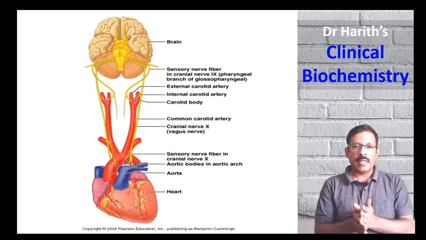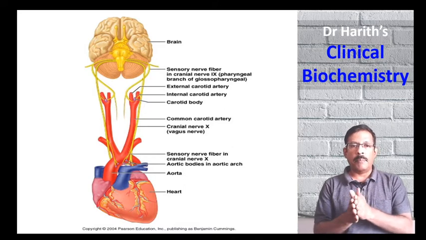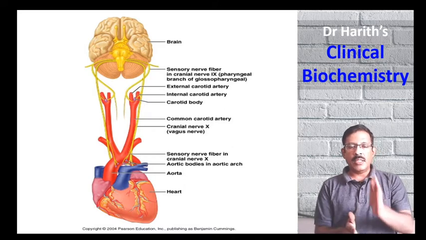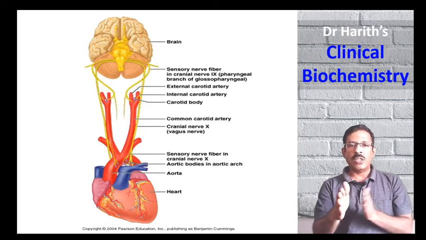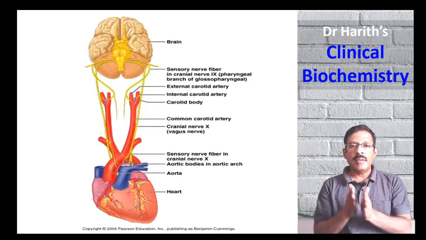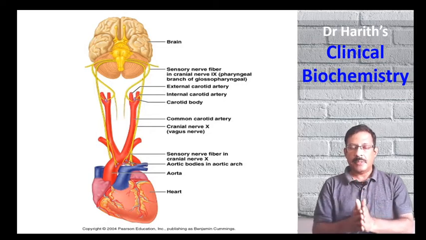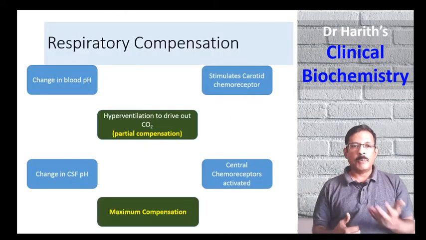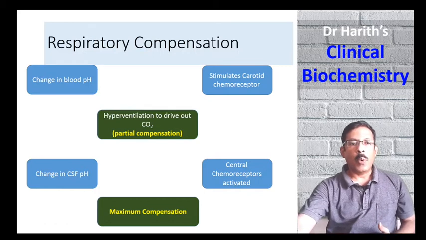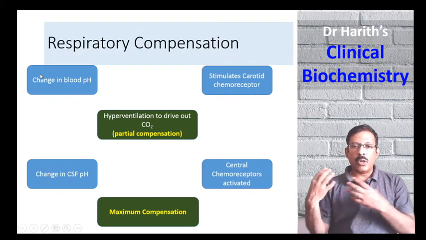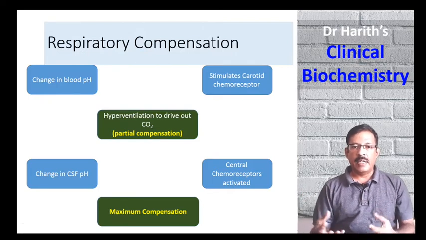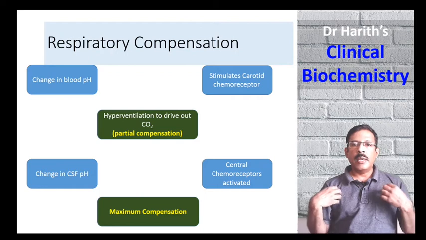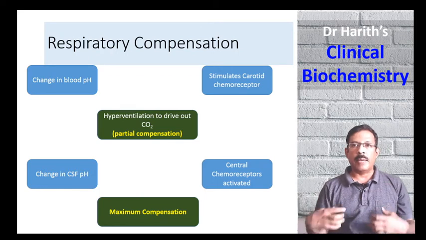And remember that there is a physiological blood-brain barrier, and the changes in the blood pH and the changes in the CSF pH do not occur simultaneously. There's a slight lag in this. So, how do the respiratory mechanisms work? Whenever there is a change in the blood pH, the carotid chemoreceptors which are sensitive to the blood pH get activated, they fire, and they stimulate the respiratory centers to go into hyperventilation.